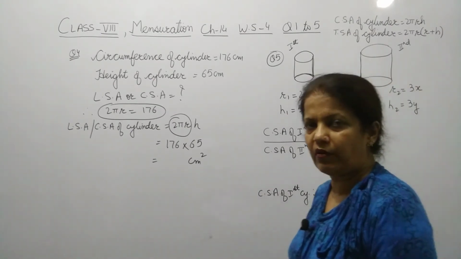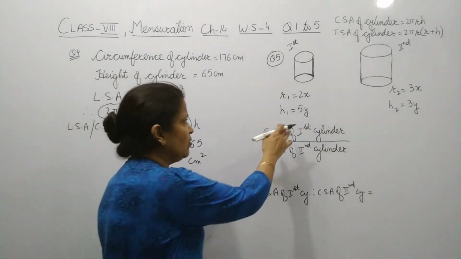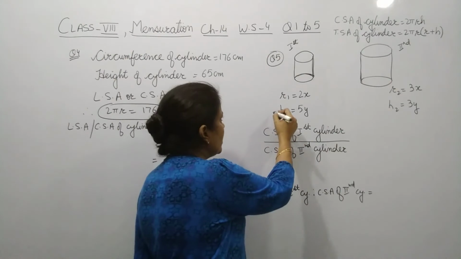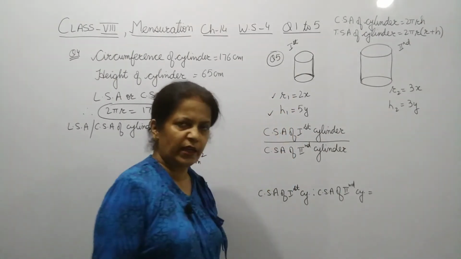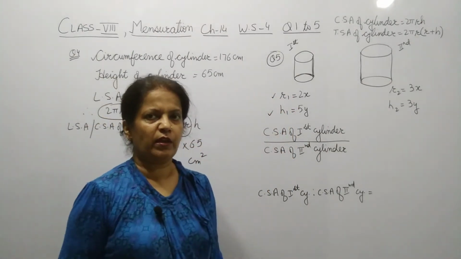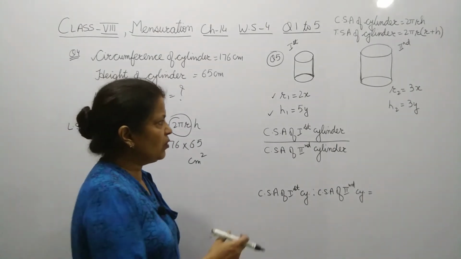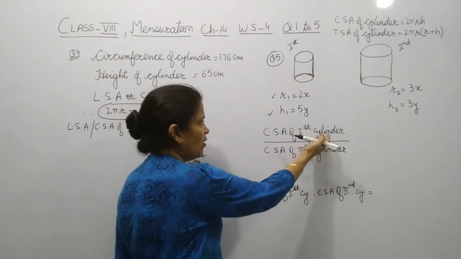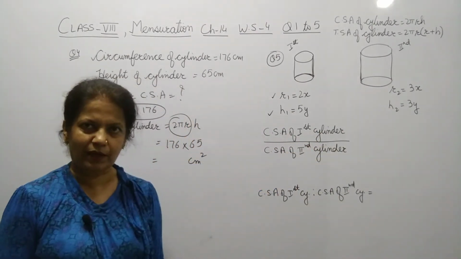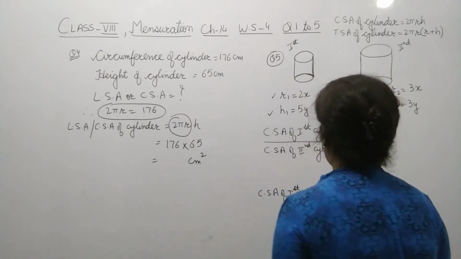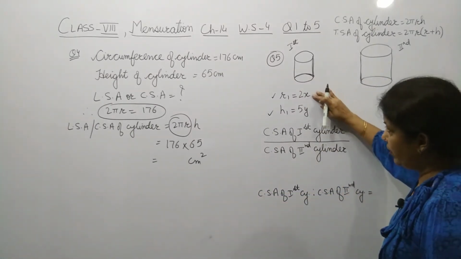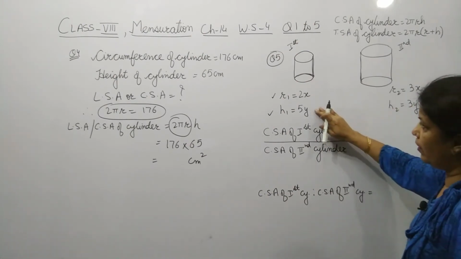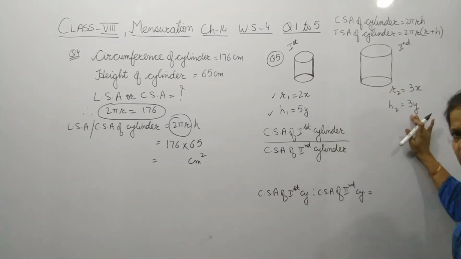Now see, we have taken the variables separately. Different variable we have taken. We have not taken this also as x, because this is the radius and this is the height, so you denote it with another variable. Now you have to find the ratio of the curved surface area of the first cylinder upon the second cylinder. So radius r1 is 2x, here the radius is 3x, here it is 5y and here it is 3y.